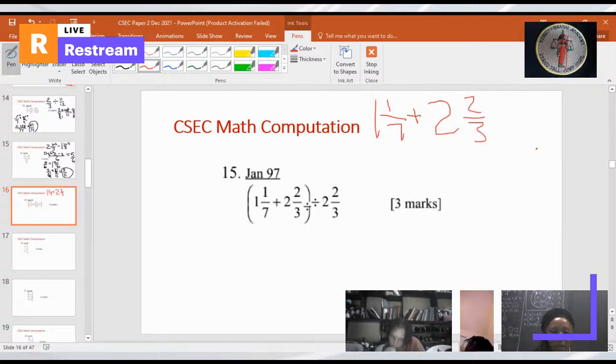The next thing you're going to do is add the 2 and the 1. You get 3. So 1 plus 2 gives 3. Then find the lowest common multiple of 7 and 3, which is 21. So the LCM of 7 and 3 is 21. 7 into 21 goes 3 times, so it's 1 times 3, which is 3.